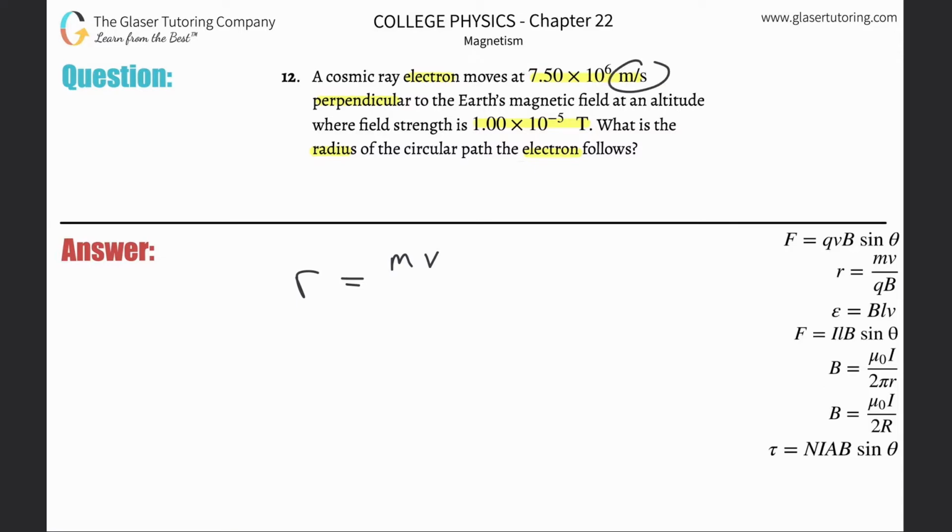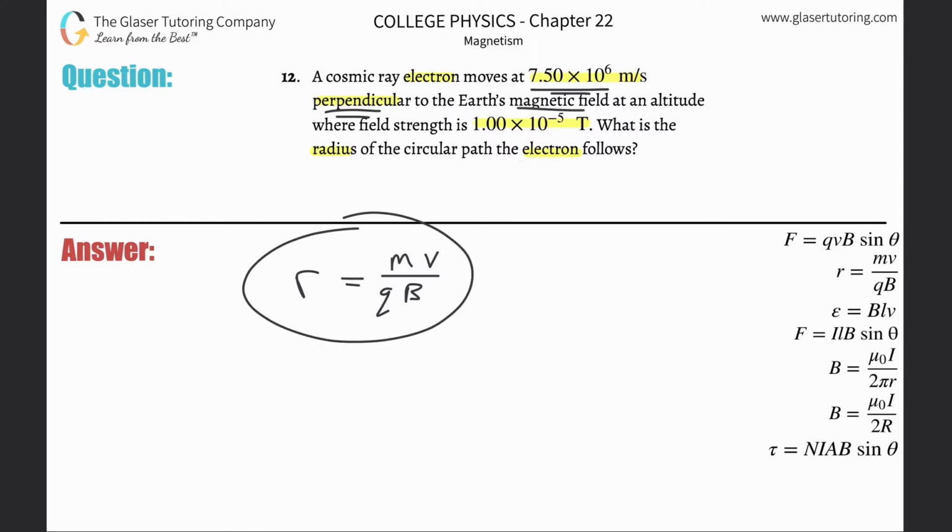That's measured in meters per second, not radians per second. It is divided by the magnitude of the charge on that moving particle, multiplied by the magnetic field strength. Now the assumption here is that the velocity must be perpendicular to the magnetic field. That's the assumption that underlies this formula.